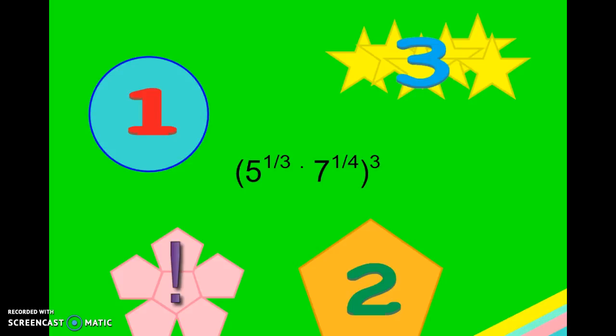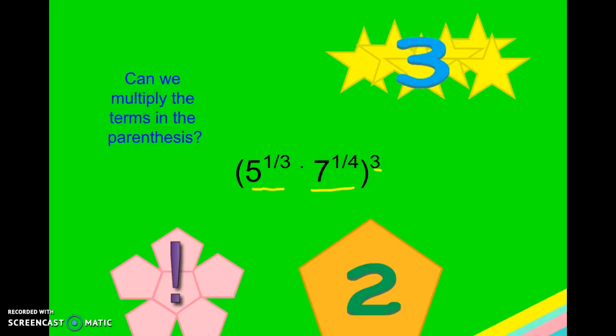Okay, so if we look at this problem, then we need to study what we have and then think about what to do. So here's the idea. In this expression, we have inside the parentheses a base raised to a power times a different base raised to a different power, and all of that is raised to another power. So what to do first? We ask ourselves, can we multiply the terms that are in the parentheses? Well, no, we can't. And the reason we can't is because the bases are different.